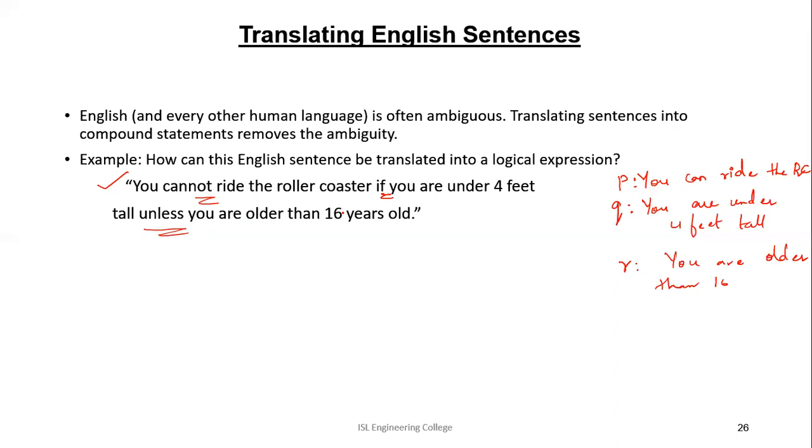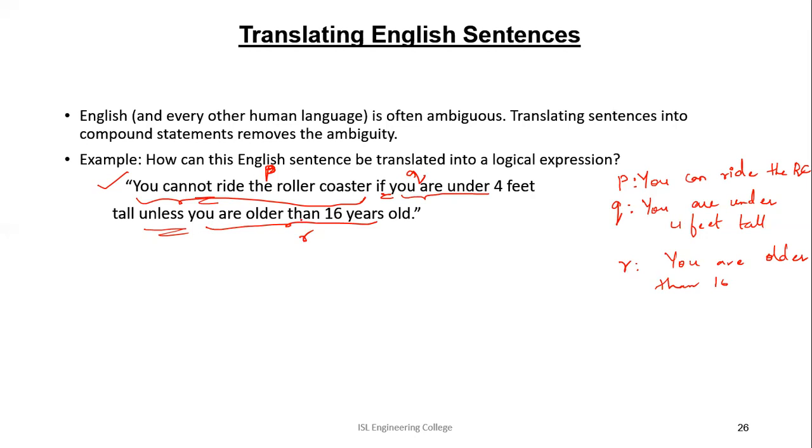So in this way we can see that this is also of the form Q. If we take this part of the statement as Q, so okay, that is P, and this part is R Q, and you are older than 16 years old is R.